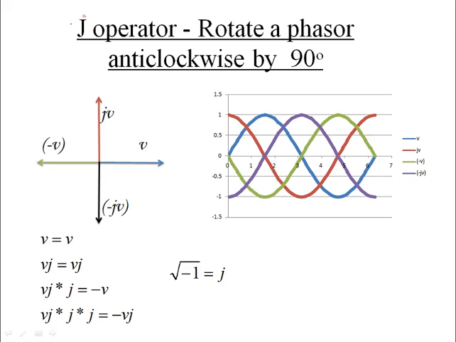It is nothing but it rotates a phasor anticlockwise by exactly 90 degrees. J operator rotates a vector, a phasor, exactly 90 degrees in the anticlockwise direction. Mathematically, J is equal to root of minus 1. Okay, so I will tell you the concept of phasor and waveform.